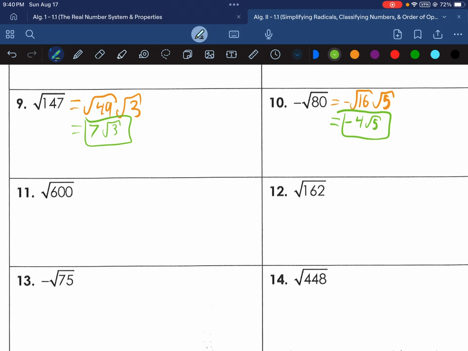Number 11, square root of 600. This would be the square root of 100 times the square root of 6. The square root of 100 is 10, the square root of 6 is the square root of 6, and we have our answer.